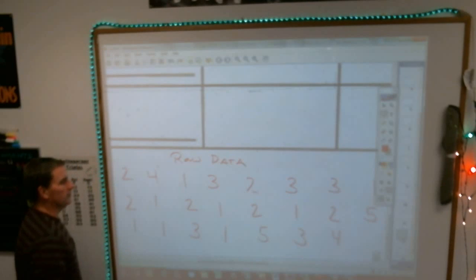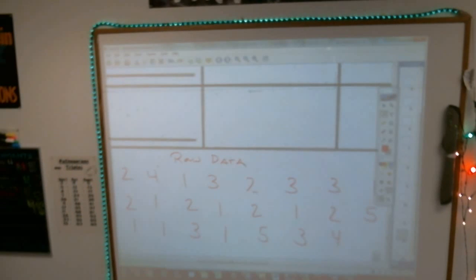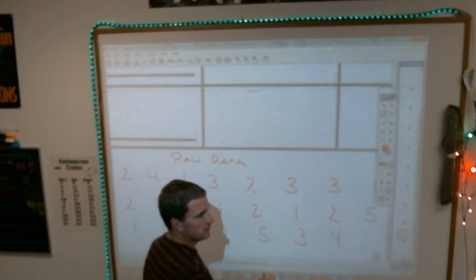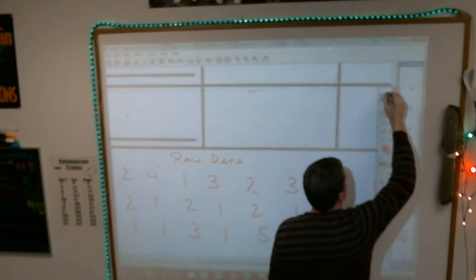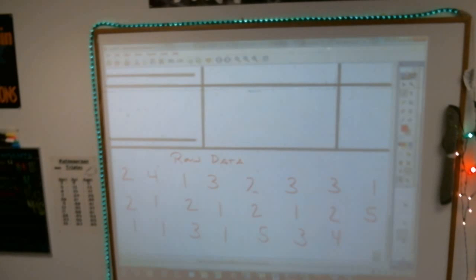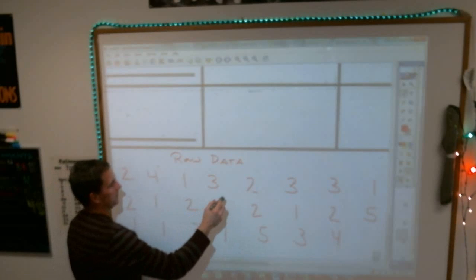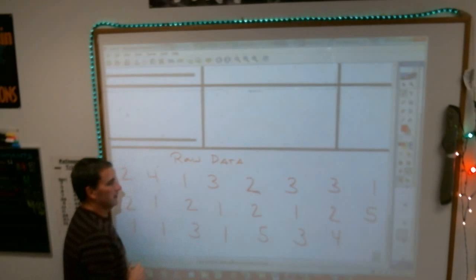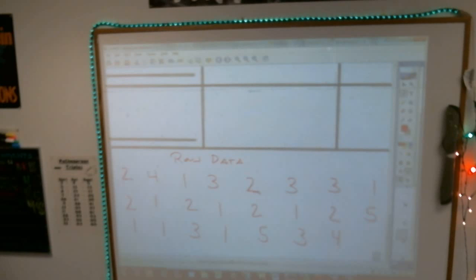As you look at all those numbers, did I miss something? Are we supposed to be writing those numbers? Yeah, you should have written them down. It's not that hard, there's only 22 of them, you can jot them down. Okay? That's raw data, and it's not organized.